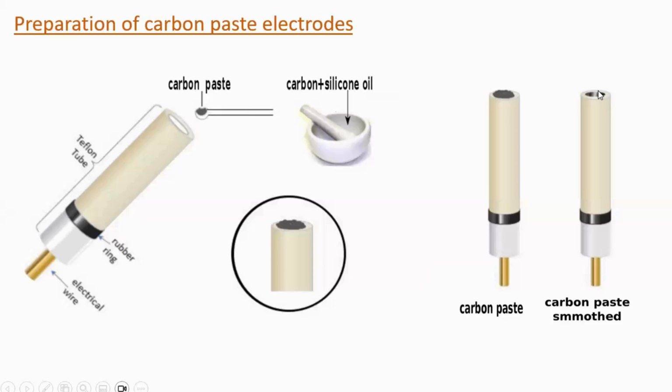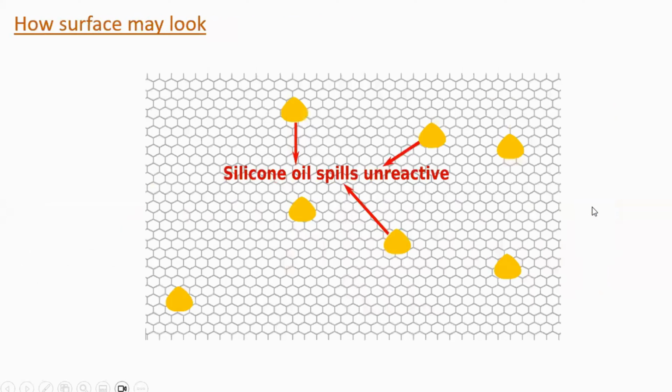Then you will get a polishing mirror like that image. At that time, the electrode surface looks like this. Okay, so now let us think about it at a molecular level. Even though I have told you we are using graphite powder, we know graphite is made from many layers of graphene.